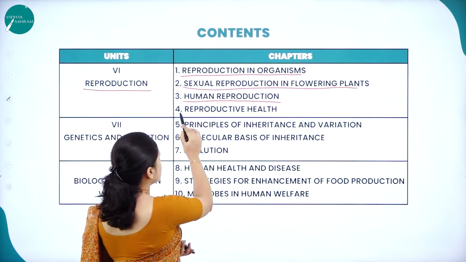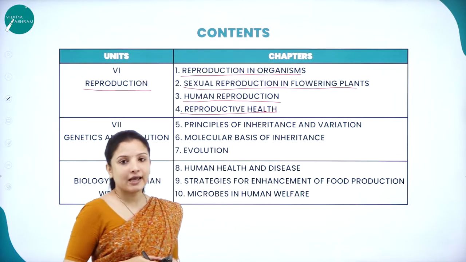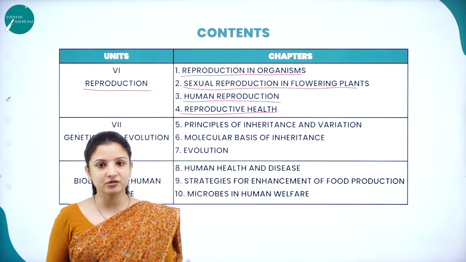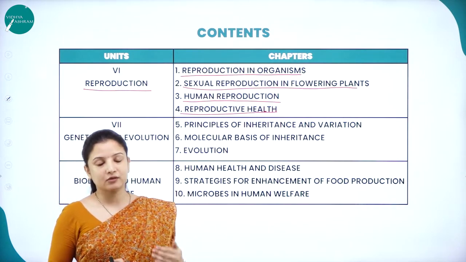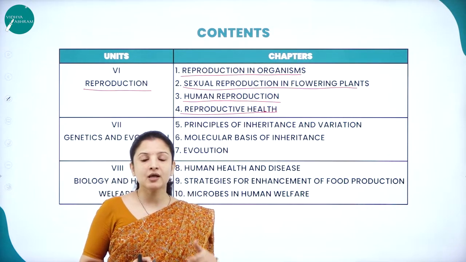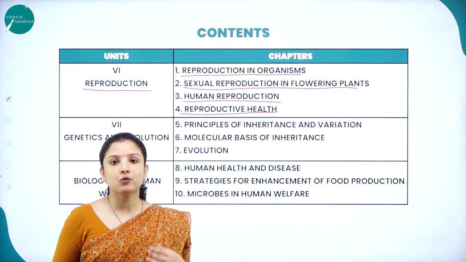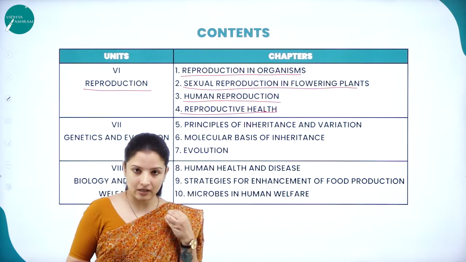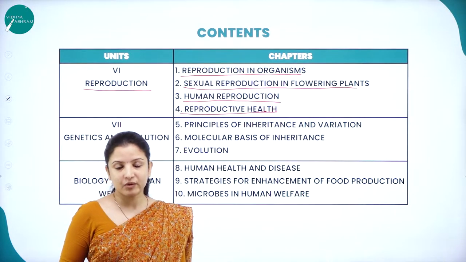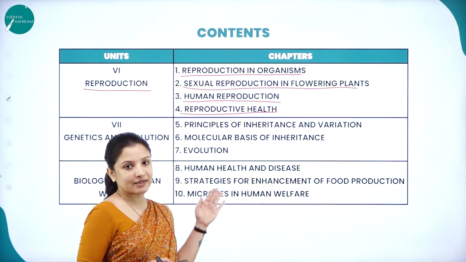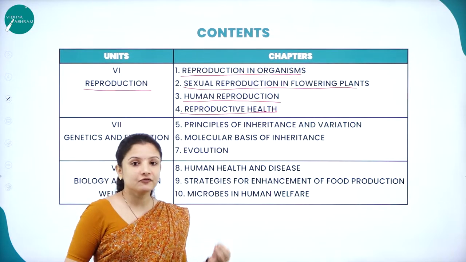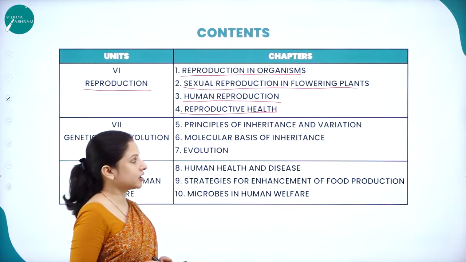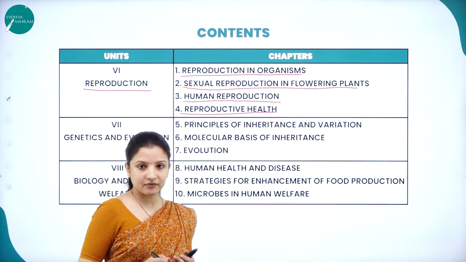And the fourth chapter contains reproductive health. So in reproductive health, you'll study about various measures to improve the reproductive health or fertility of an individual. And if an individual is infertile, what are the different techniques or methods that can be followed in order to attain reproductive capability. All that shall be studied in this particular chapter. And what are the different contraceptive methods that are there? All that comes under this chapter of reproductive health.